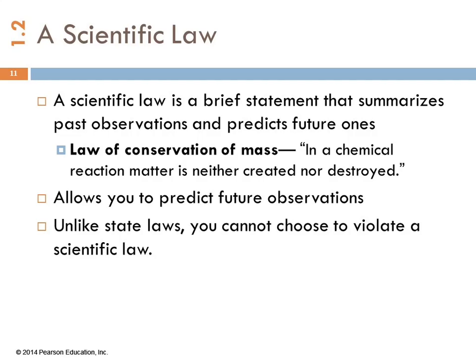So after that level comes the idea of laws and theories. It's important to understand the difference. A scientific law is a brief statement that summarizes past observations, and it can be used to predict future ones. So an example is the law of conservation of mass. In a chemical reaction, matter is neither created nor destroyed. It's just a statement of what happens. It does not explain why this happens.